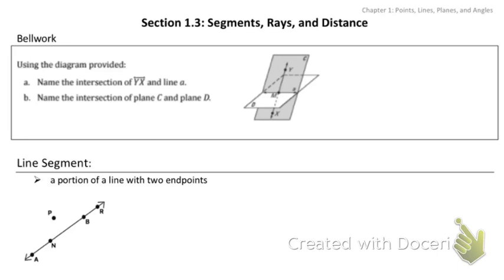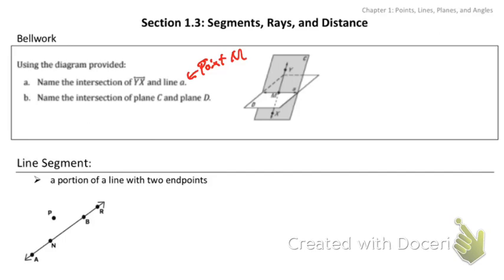The bell work says name the intersection of YX and line A. Those are two lines intersecting, so they must intersect at a point. If we quickly highlight that, YX is that one, A is that line, so they must intersect at point M.